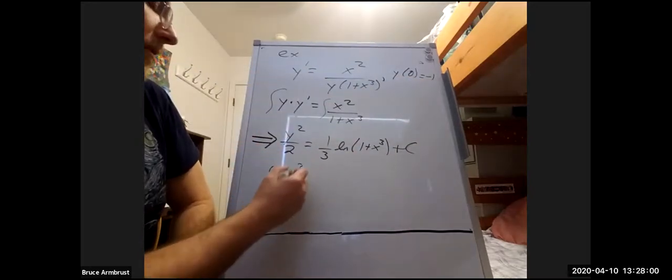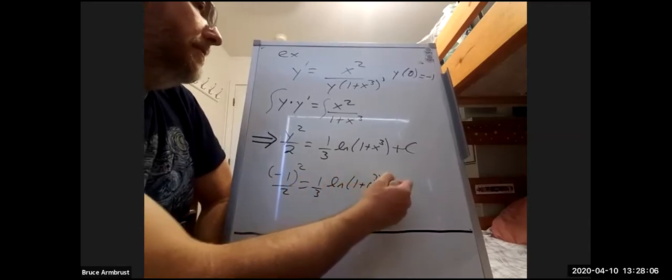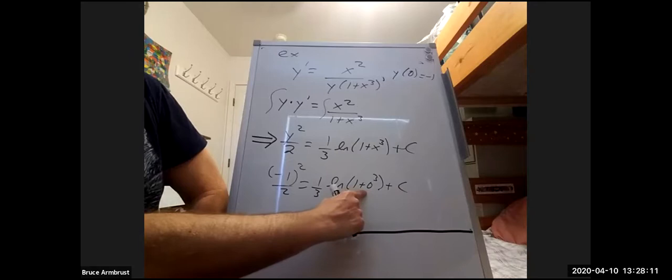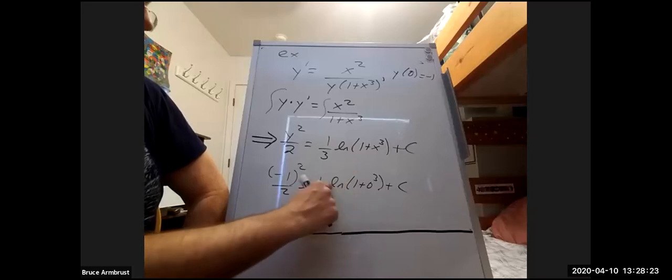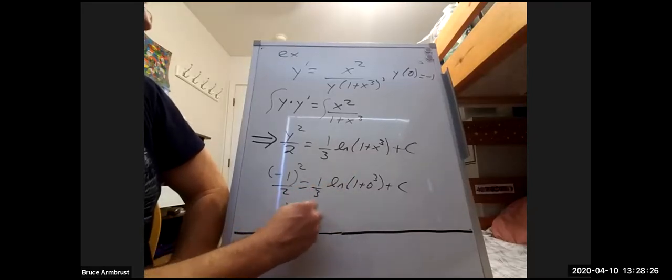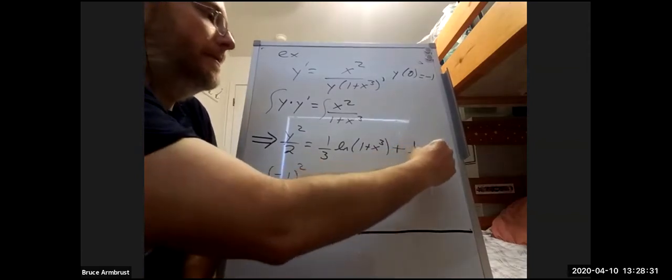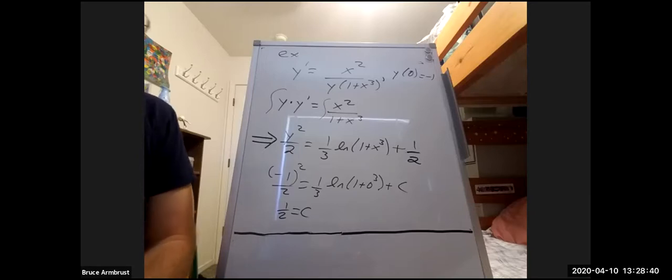We'll get (-1) squared over 2. That's going to equal 1/3 natural log of 1 plus 0 cubed plus C. So 1 plus 0 cubed is 1. The natural log of 1. Anyone remember natural log of 1? 0. Log of any base of 1 is going to equal 0. So we get 1/2 is equal to C. So in our implicit form, we can go ahead and write that as y squared over 2 equals 1/3 natural log of 1 plus x cubed plus 1/2.